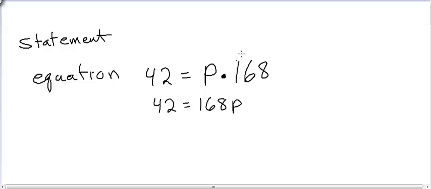Of is interpreted as multiplication. 168 is 168. So I have 168 times P. I want to solve for it. I need to get rid of my 168. I can do so by dividing each side by 168.